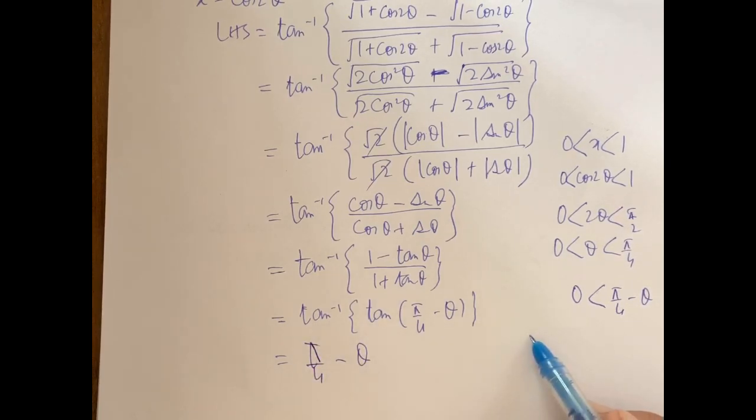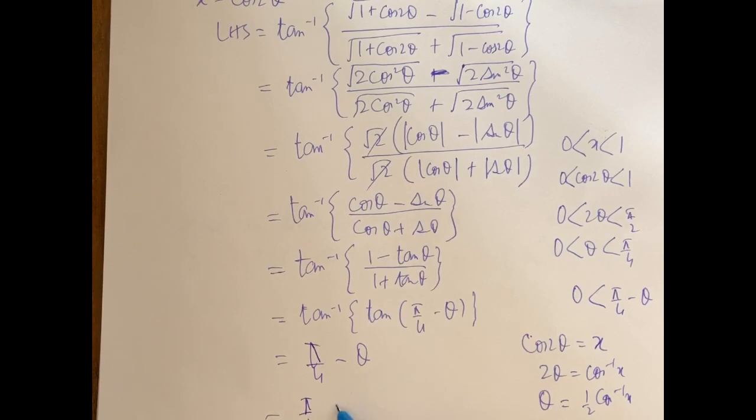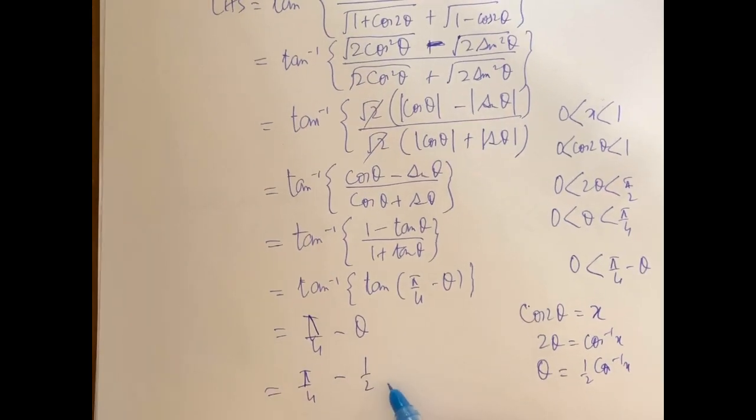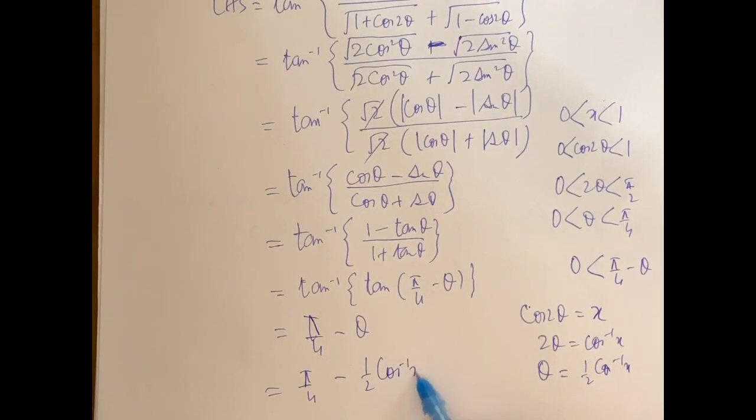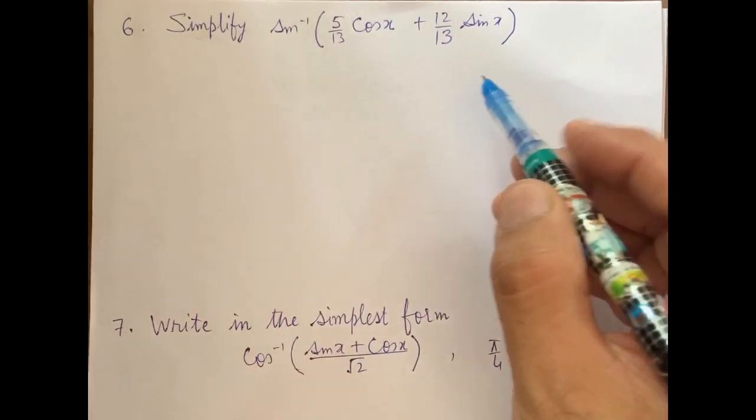And from substitution, we have cos of 2 theta equal to x. 2 theta is cos inverse of x. So theta will be half cos inverse of x. This can be written pi by 4 minus half cos inverse of x. We have to simplify this expression.